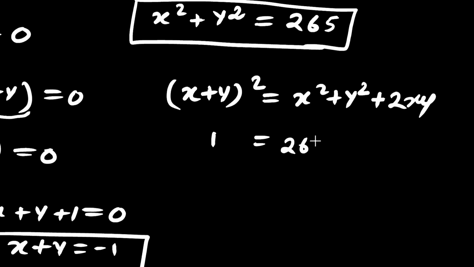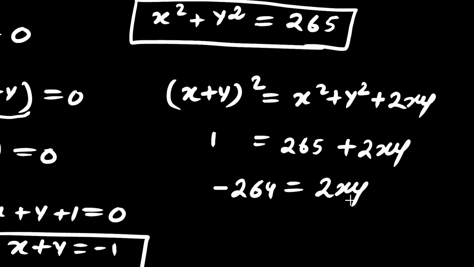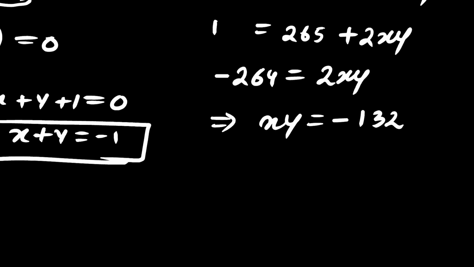Substituting both values gives 1 equals 265 plus 2xy. Move 265 to the left-hand side and we get -264 equals 2xy. Divide both sides by 2, and we find that xy equals -132. Now, we'll use another identity.